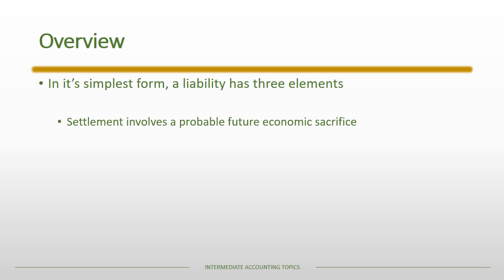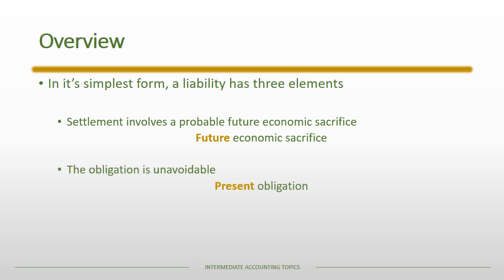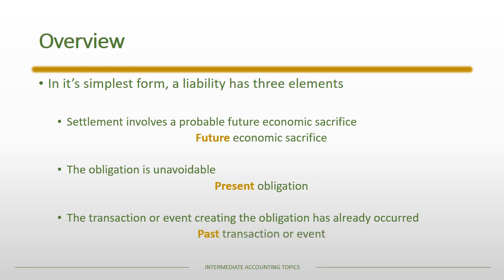The first element is that the settlement must involve a probable future economic sacrifice. So there must be a future economic sacrifice. You're going to see three time-related aspects to this definition, and here's the future aspect. The obligation must be unavoidable, so there must be a present obligation. And finally, the transaction or event creating the obligation must have already occurred, so there must be a past transaction or event. So there's a future economic sacrifice, a present obligation, and a past transaction or event. If one of these three aspects of the definition is not met, then there is no liability.